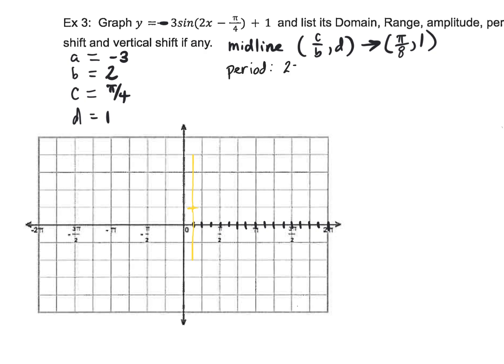Period is 2 pi over what? 2. Which is what? All right, we're in eighths. So how many eighths make up a pi? So how many spaces, these little tick marks, can I count before I mark? 8. So 1, 2, 3, 4, 5, 6, 7, 8.